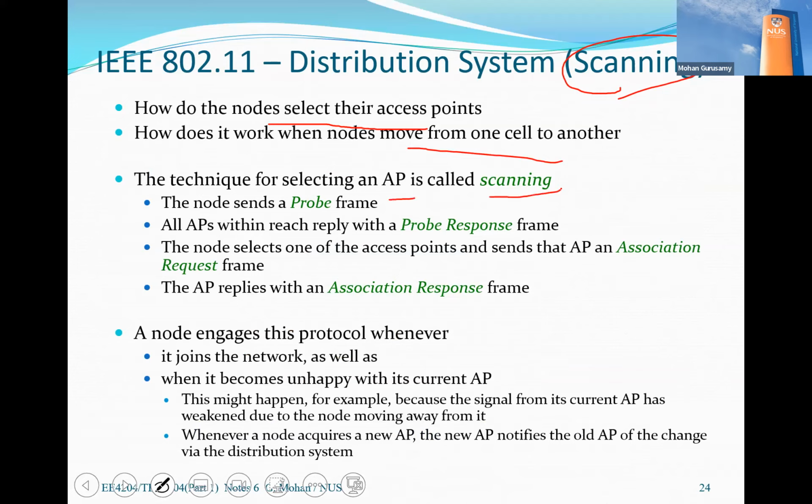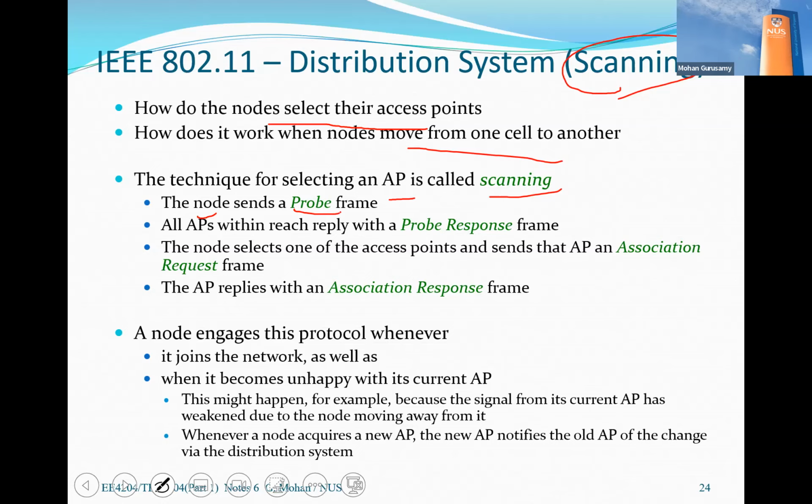So what is done is this: the node or the host, our mobile device or laptop or whatever it is, sends a probe frame periodically. Probe means it's trying to probe the neighboring access points. All access points within reach will reply with a probe response.